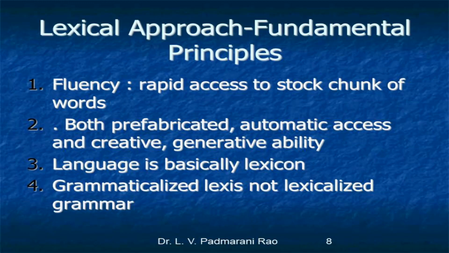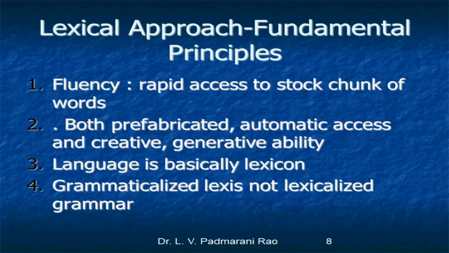Both the prefabricated automatic access to the lexis and the creative generative ability to generate new sentences, which is exactly the combination of Michael West's lists and Chomskyan generative grammar, enable a speaker to be more perfect. Number three, language is basically its lexicon. Unless the speaker knows the words for the exact expression of emotions, it becomes very difficult to express himself or herself. Otherwise, the speaker is left with emotion and thought, but is bankrupt in lexicon.